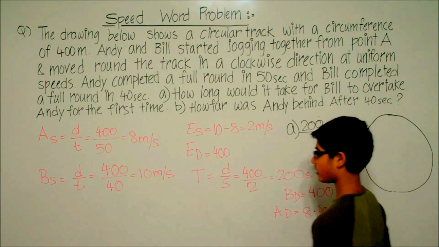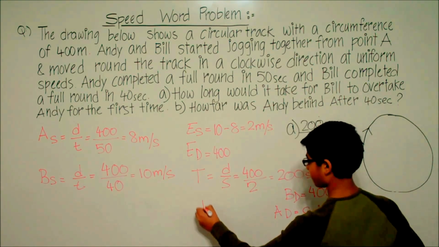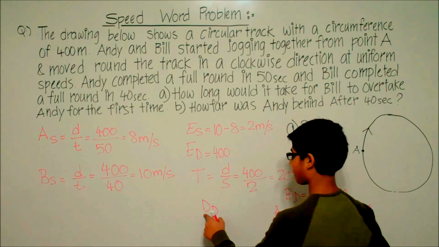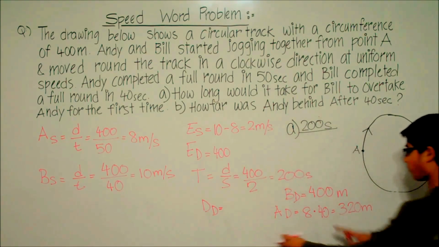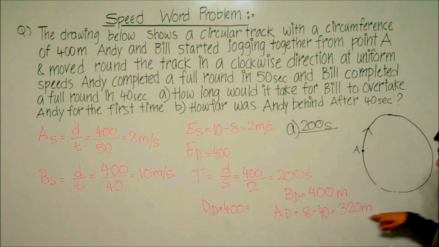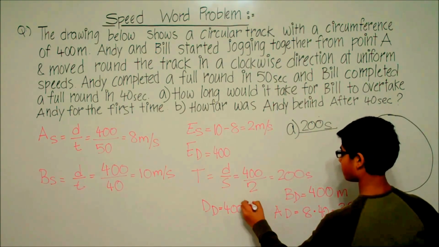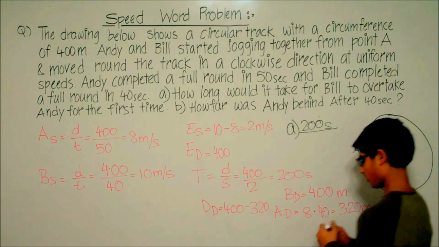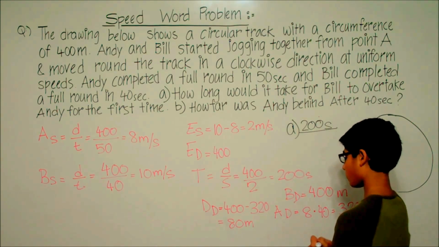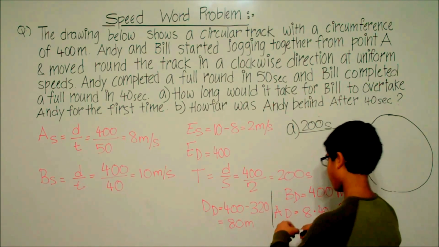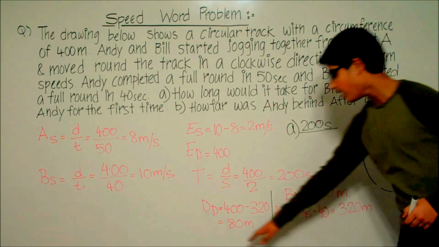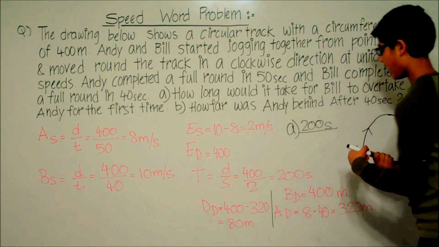So let's find the difference. The difference in the distance, D for difference, is equal to 400 meters minus 320 meters, which is equal to 80 meters. So the answer to question B, how far was Andy behind after 40 seconds, is Andy was behind by 80 meters after 40 seconds.